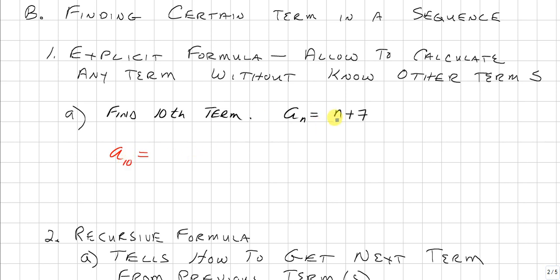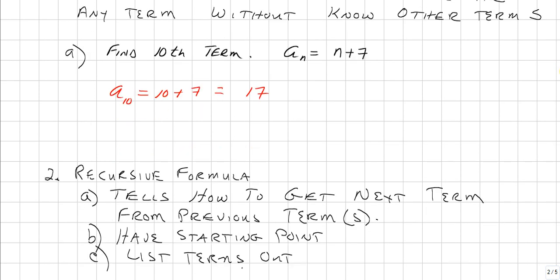And then what I have to do is fill 10 in for the n, so that would be 10 plus 7. So the 10th term in that particular sequence is going to be equal to 17. So that would be an example of an explicit formula.